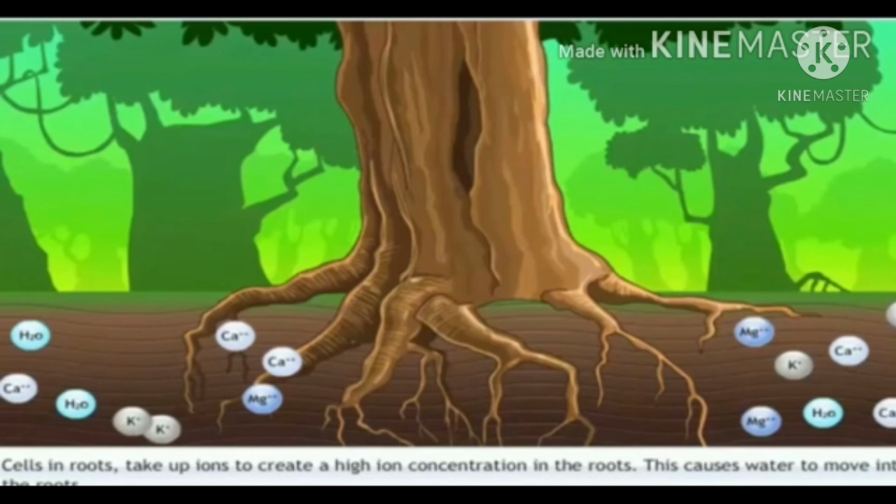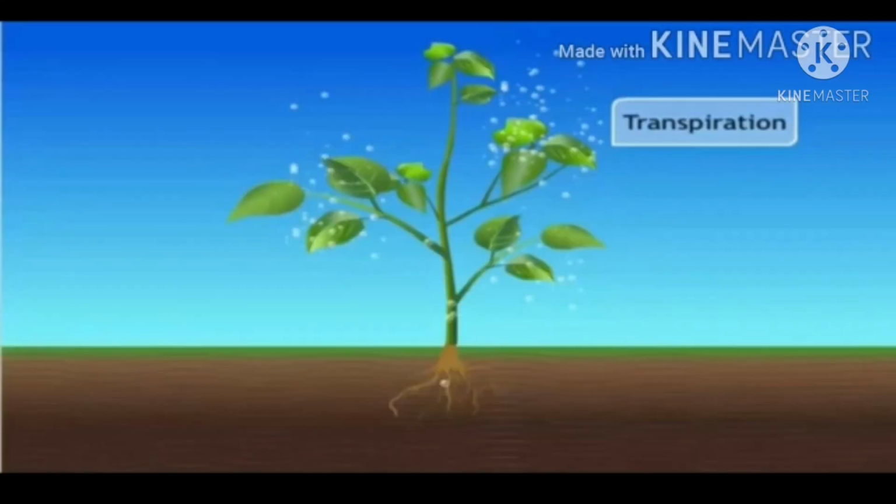See children, this pressure is not enough to move water over great heights. So plants use another strategy to move water upwards, that is transpiration. What is transpiration, children? Yes, the loss of water in the form of vapor from the aerial parts of the plant is known as transpiration. This creates a suction which pulls water from the xylem cells of the roots. That is called transpiration pull.